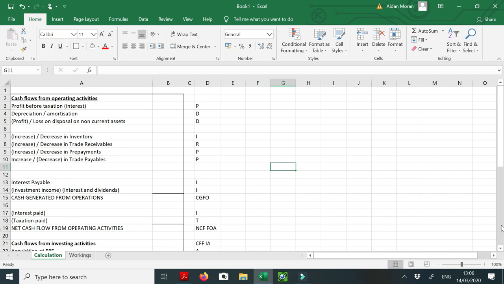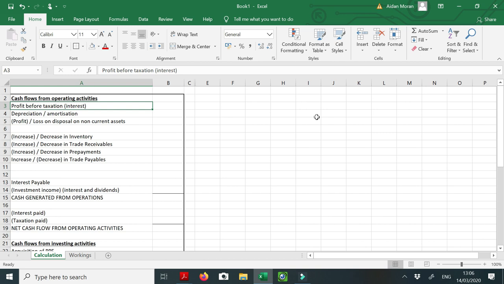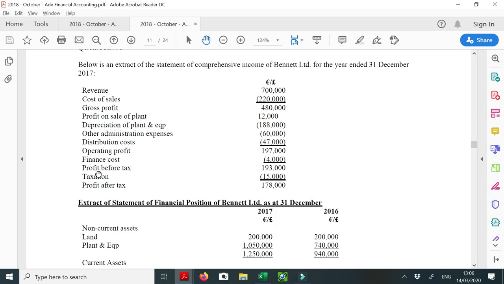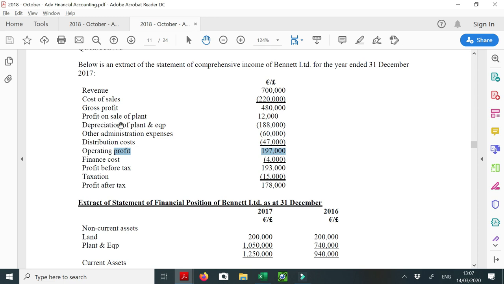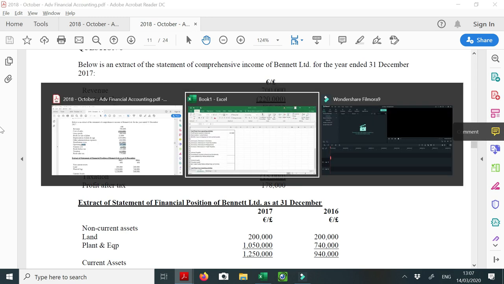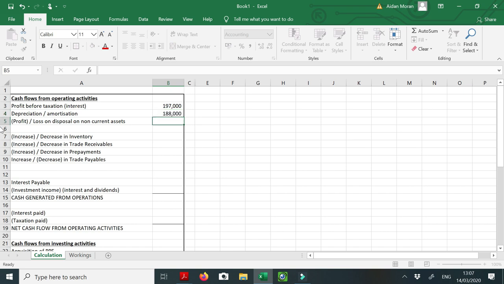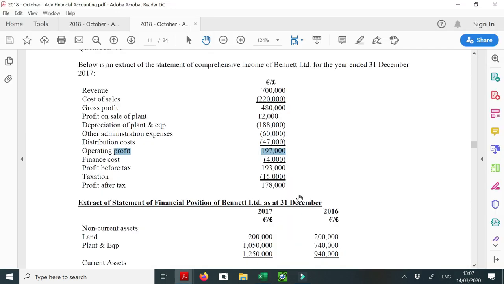Okay. So can I pop in and put in any of the numbers? My profit before interest and tax, which I might call my operating profit, is 197,000. Do I know my depreciation? Well, it's given to me in the question. Depreciation on the plant and equipment is 188. Let's add it back. My profit or loss on the disposal of a non-current asset, it's a minus, it's a profit. It was 12,000, and that was told to me in the question. Profit on disposal was 12,000.